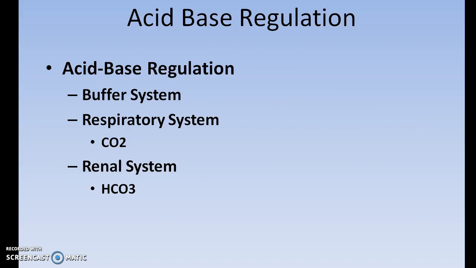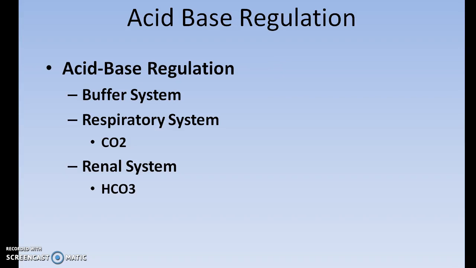So we have the buffer system. You should remember this from your chemistry class, about carbonic acid and the addition of water and carbon dioxide. What I'm going to talk about is the respiratory system. The respiratory system is based on carbon dioxide. We know that if we add water to carbon dioxide, we're going to get carbonic acid. So when we look at the respiratory system, we look at the carbon dioxide. If we have too much carbon dioxide, we have too much carbonic acid, and we're going to be acidotic. If we don't have enough carbon dioxide, we're going to be alkalotic.